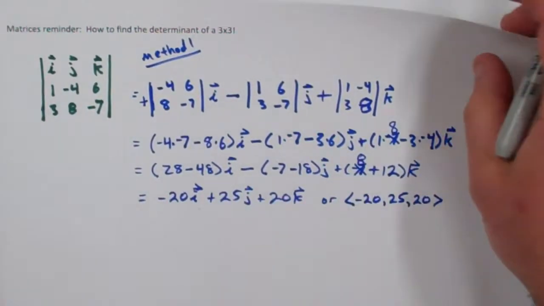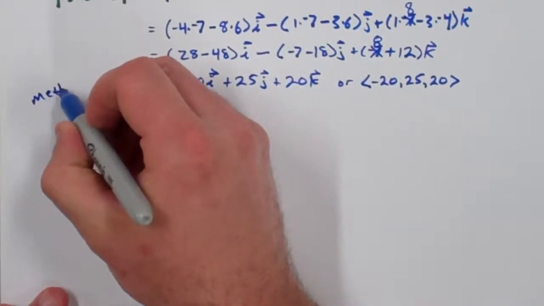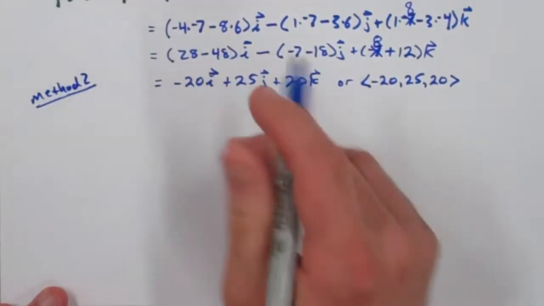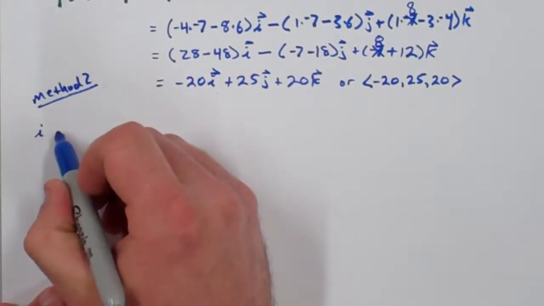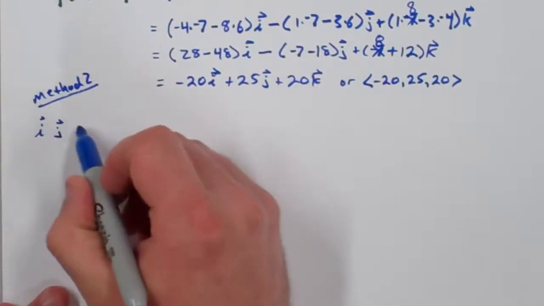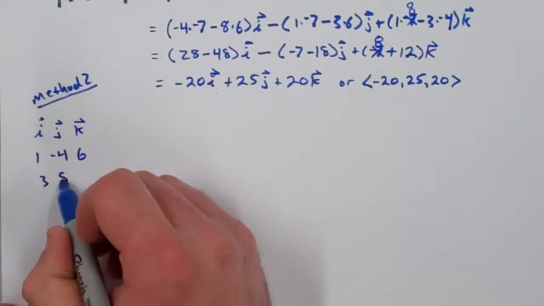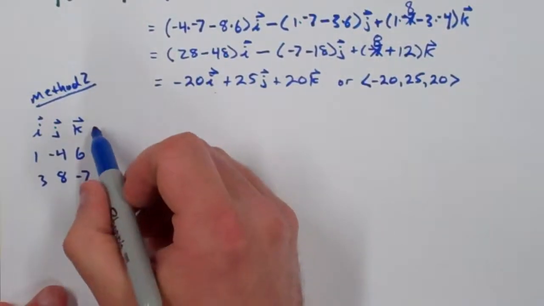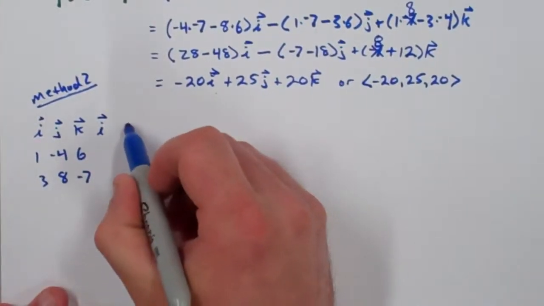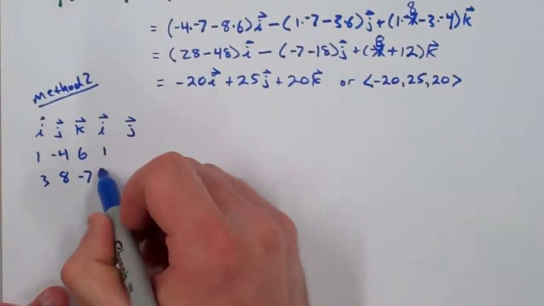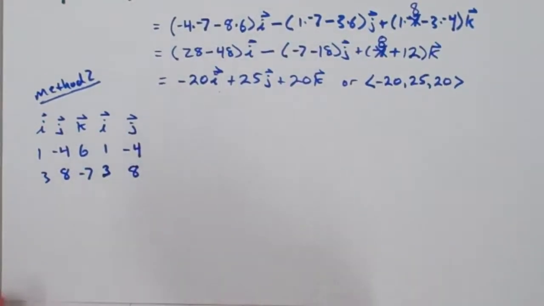Method 2, we'll have to squeeze this in just a little bit. So for method 2, you're going to wind up with the exact same answer, but just a little bit different in how to get there. And so you're going to write your matrix out here. I, J, and K will use the same one. 1, -4, 6, and then 3, 8, and -7. And this time what we're going to do is recopy I and J down here, both of those columns. So that'll be 1 and 3, and then -4 and 8.